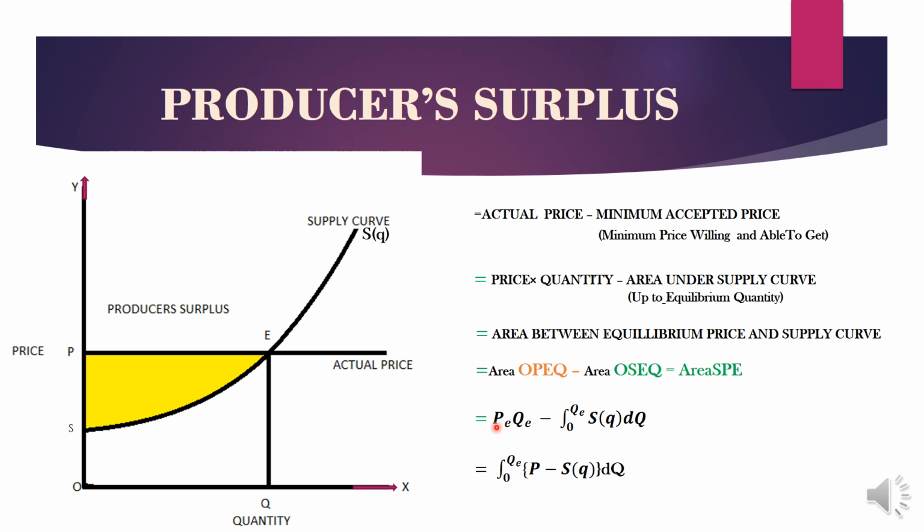where PE is the equilibrium price and QE is the equilibrium quantity of the good, minus the integration of the supply function. Integration of the supply function shows the minimum accepted price that the producer would be willing to get, and we can also write this equation as the integration of P minus the supply function with respect to Q, where the lower limit is 0 and the upper limit is QE, the equilibrium quantity.